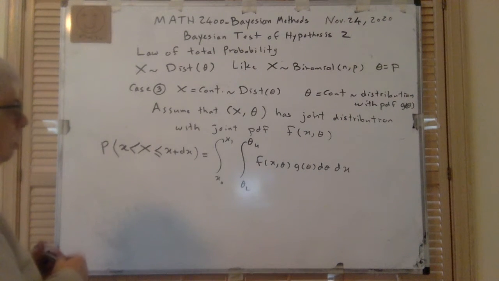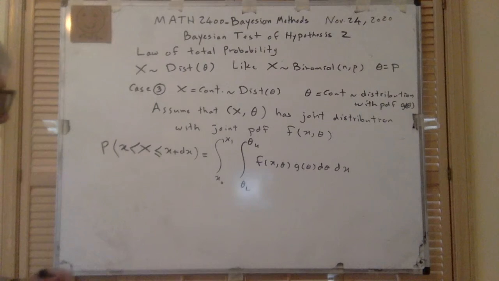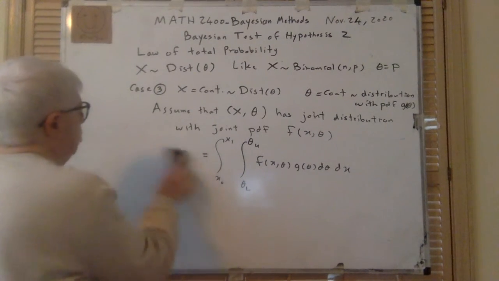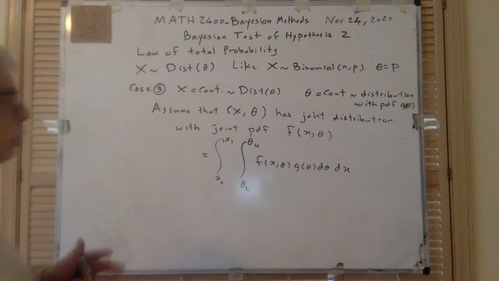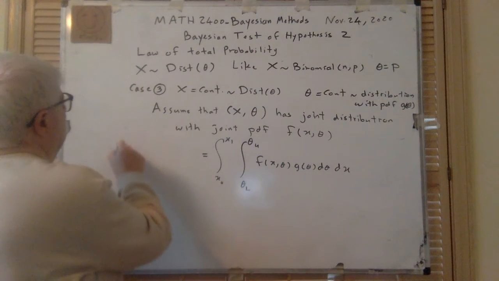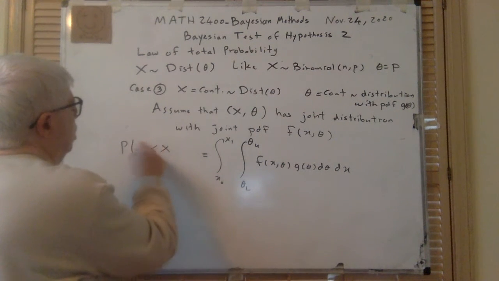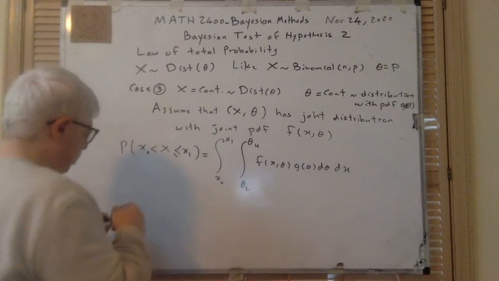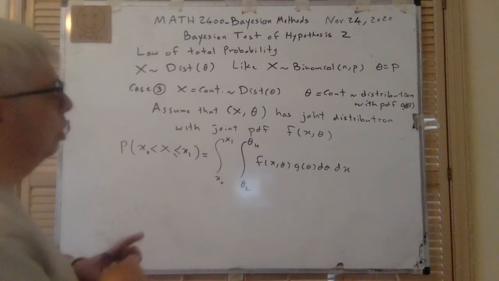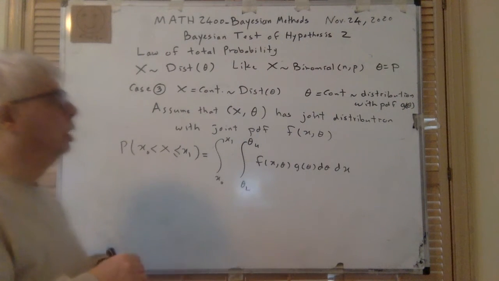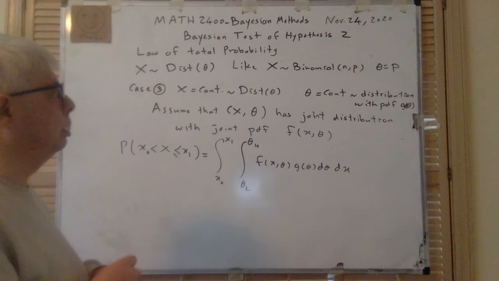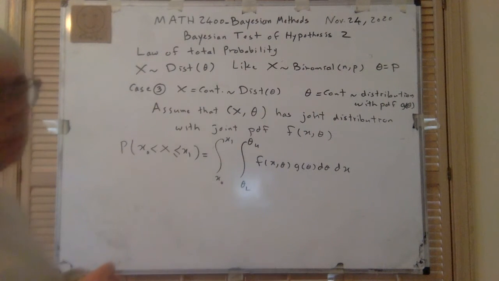And this results in the probability of X between x0 and x1. Okay, so that is the law of total probability when both are continuous. Now this helps us a lot in doing Bayesian stats.